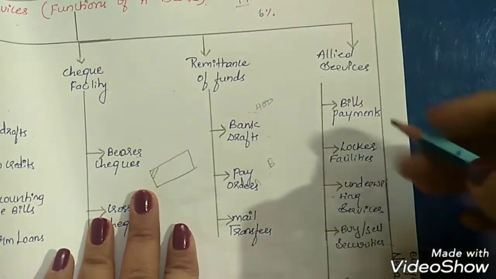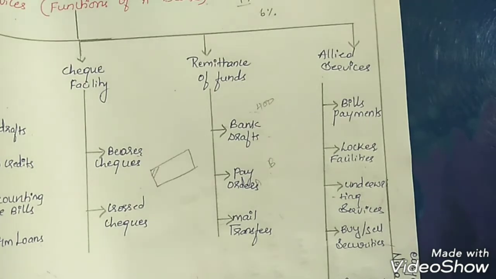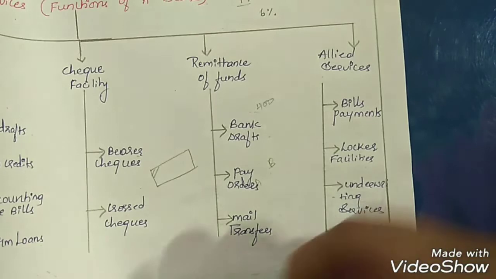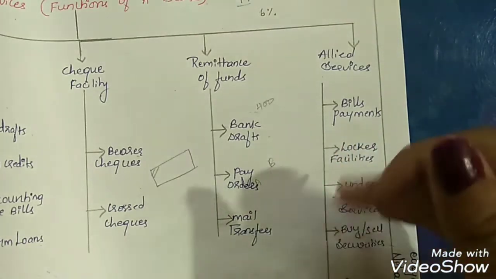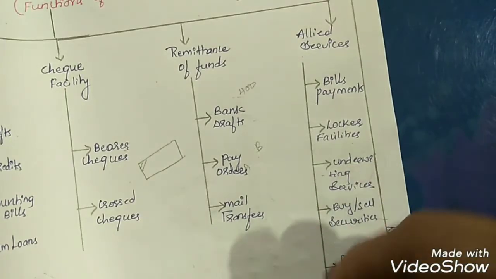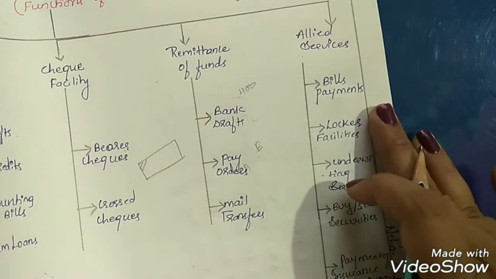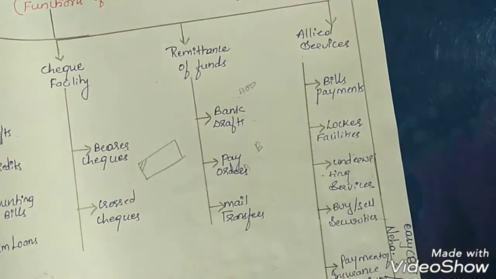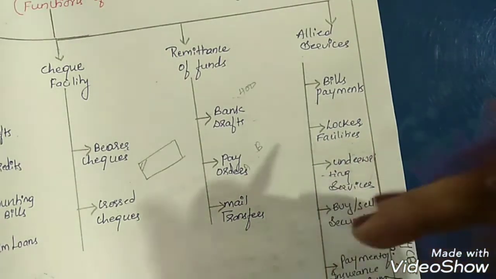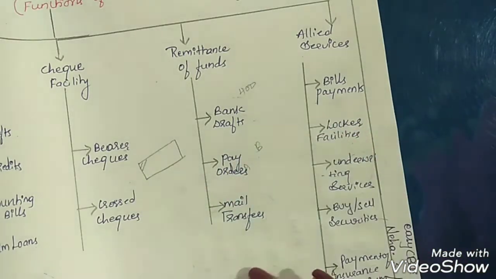Next, locker facilities. The bank will provide us certain lockers where we can keep our valuables in safe custody, right? In return for that, the bank will charge us certain service charges. Next, underwriting services. Banks also act as underwriters to many companies. Now who is an underwriter? He is a person who provides the guarantee for selling the securities of the company.